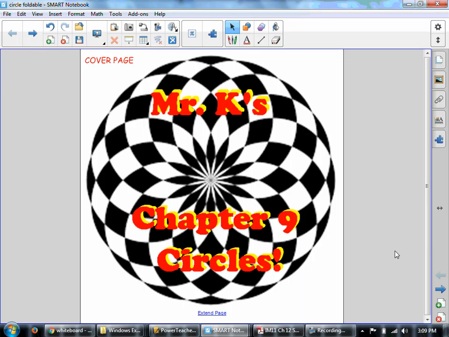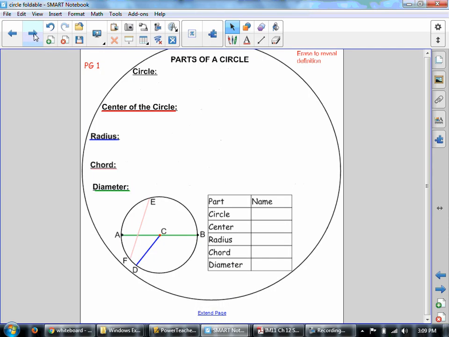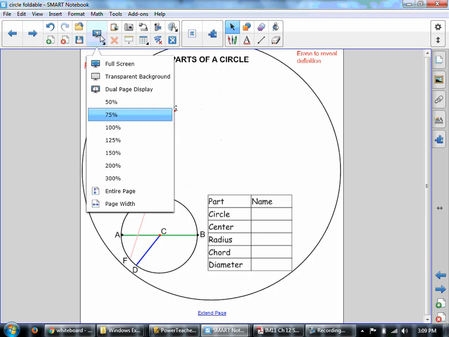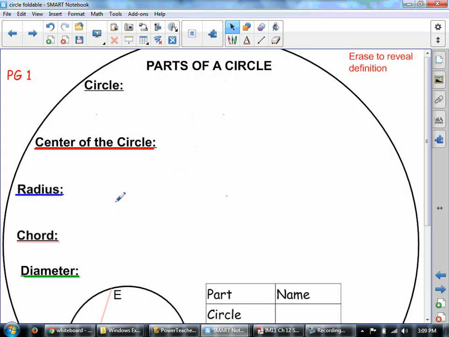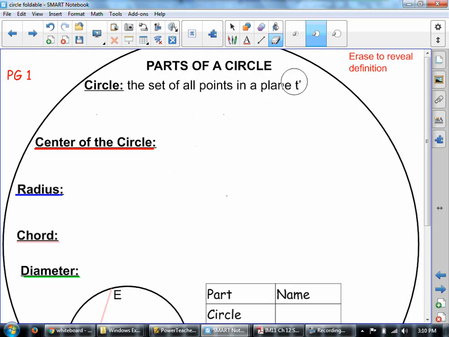But again, this is your cover page. Decorate as you like. On the next page, we are going to put parts of a circle. So this is all going to go on that next page. I'm going to enlarge it so you can see it a little bit better here. Okay, so we're going to start with parts of a circle. Let's start with defining actually what a circle is.